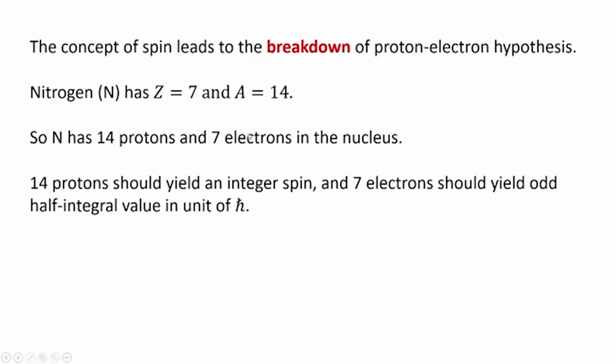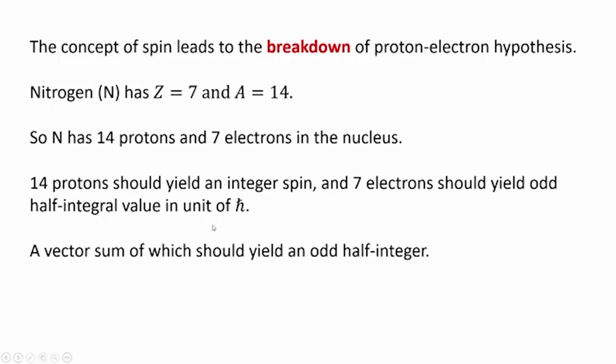So, there are 14 protons and 7 electrons in the nucleus. The 14 protons would have given an integral spin, and the 7 electrons would give a half integral spin, the vector sum of which should yield a half integer for the spin. But experimentally the total spin is found to be equal to 1 for nitrogen.